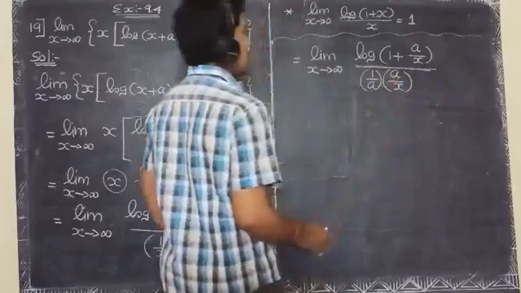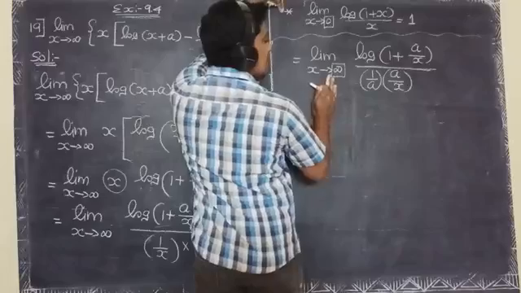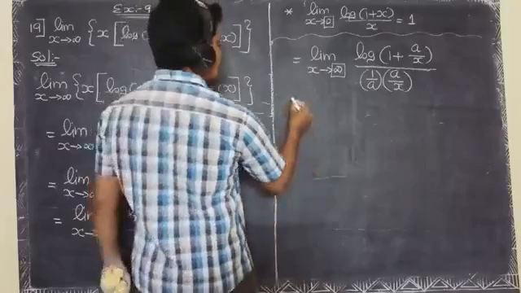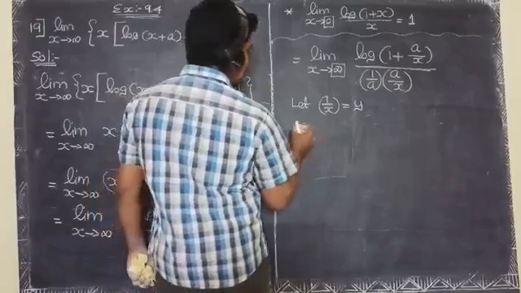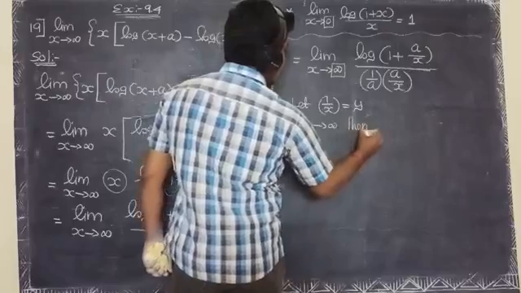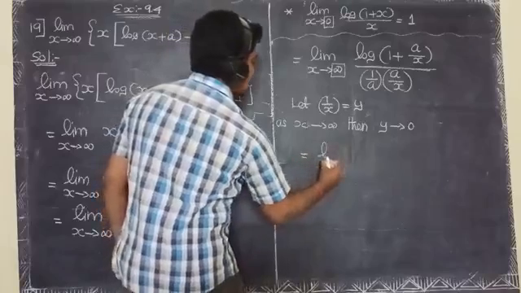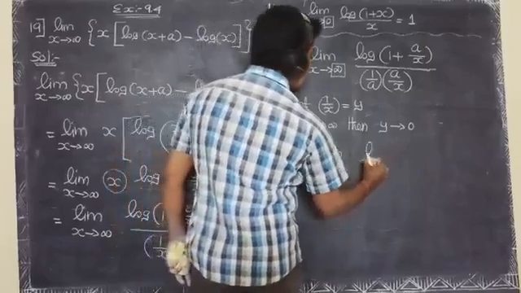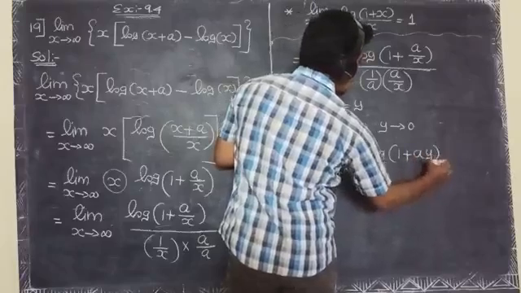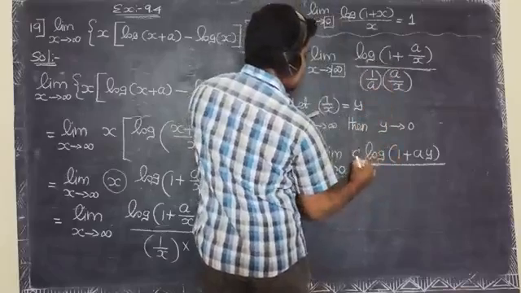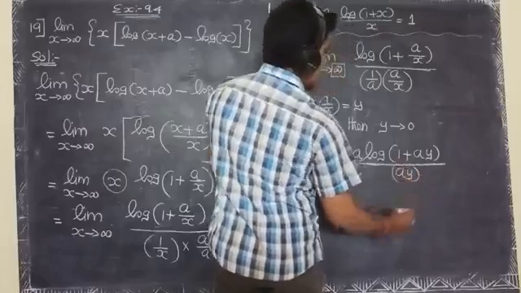Here the denominator is also a by x, but comparing with limit x approaches 0, here x approaches infinity, that is a limit at infinity. So change the variable: let 1 by x equal y. Here x approaches infinity, then replace x equal to infinity, 1 by infinity, so y approaches 0. The given function changes to limit y approaches 0, log of (1 + a y) divided by a y, with a by x being a y.